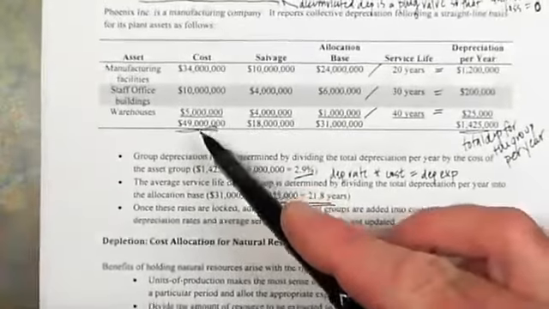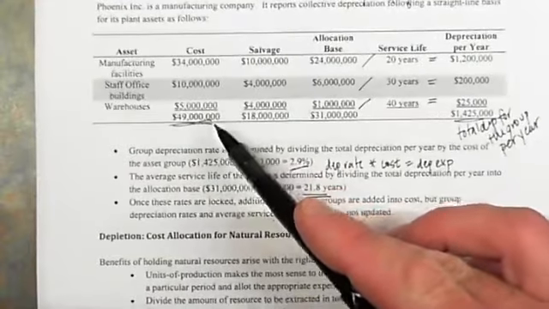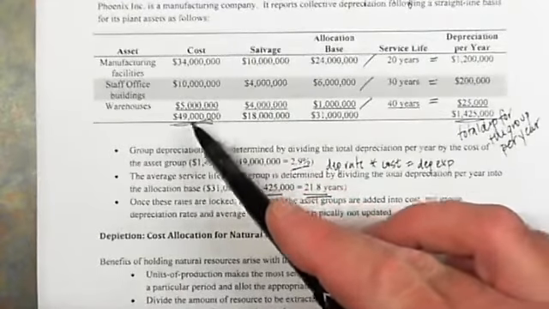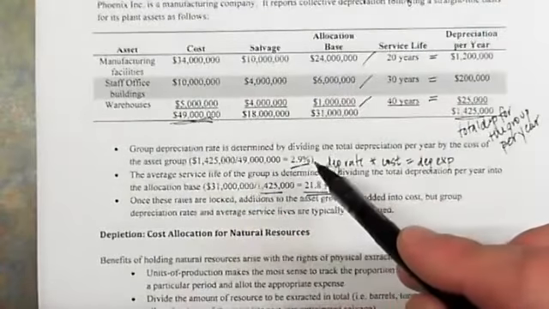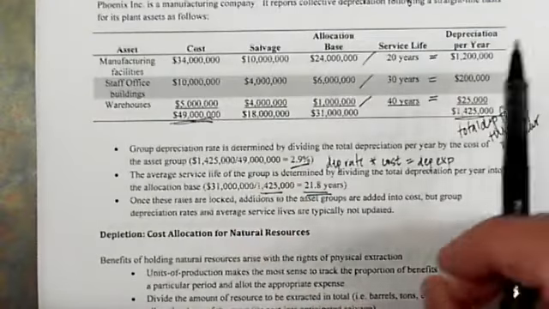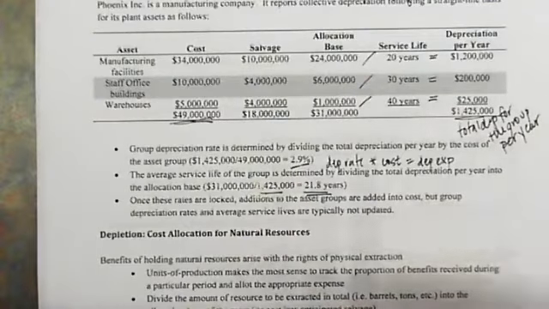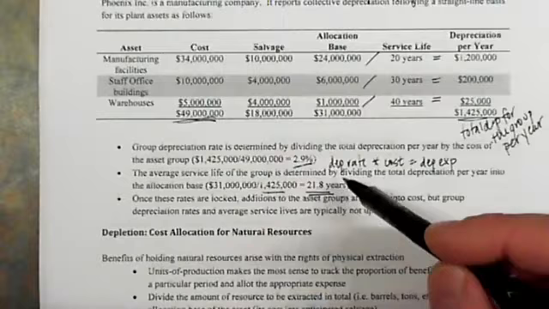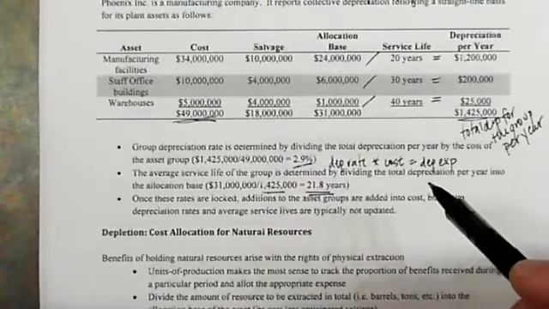So for example, if we add a building for $1 million, then this would come up to 50 million. We take 50 million times 2.9%. Nothing else would change. Right away, at the end of the year, we would update the depreciation rate, which would update the service life.